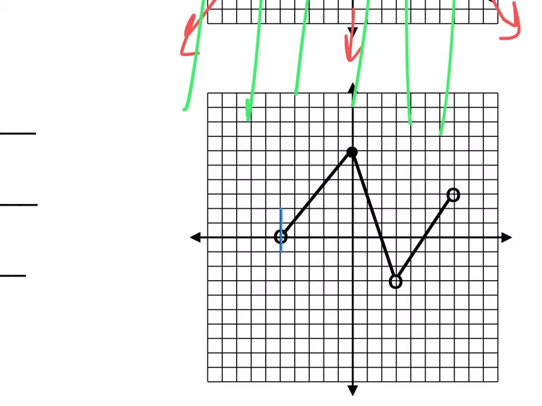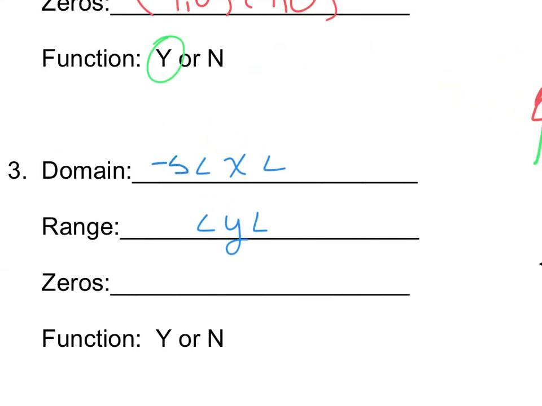It goes all the way over here to 1, 2, 3, 4, negative 5 to the left. 1, 2, 3, 4, 5, 6, 7 to the right. They're both open dots, so I don't need to put any equals. Negative 5 is less than x, is less than 7.